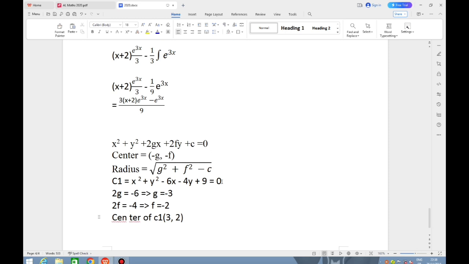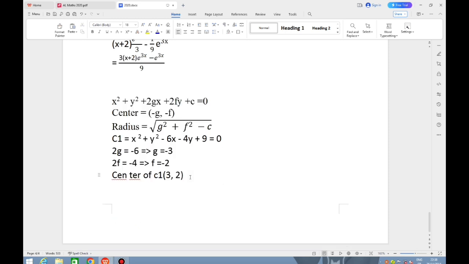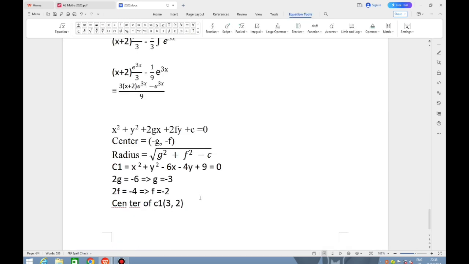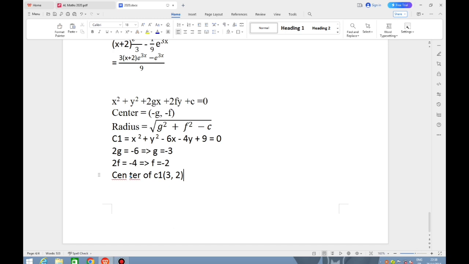Now we proceed by finding the same for circle 2. Now we proceed by finding the radius of circle 1. The radius of circle 1 is simply the square root of this.